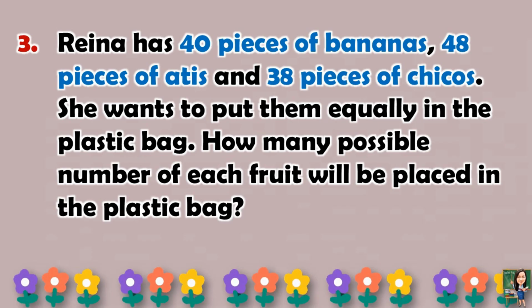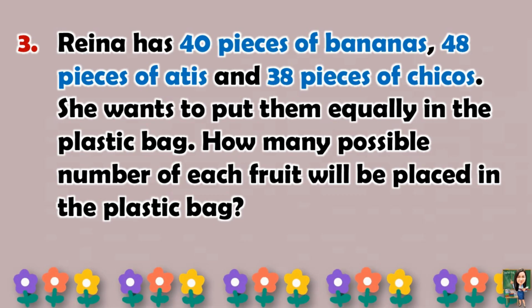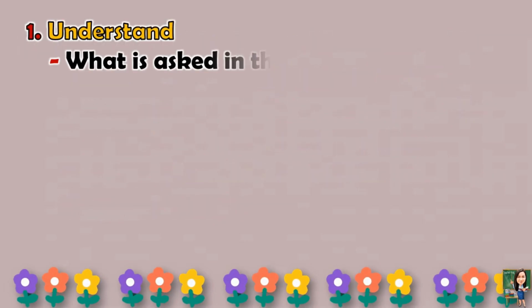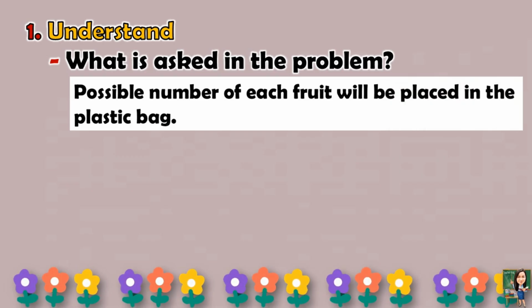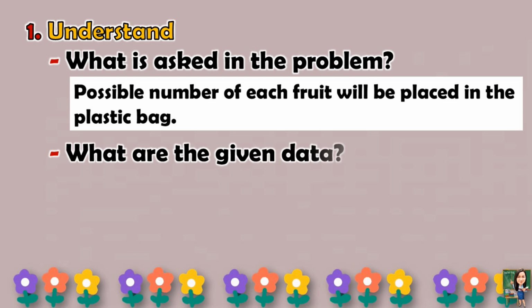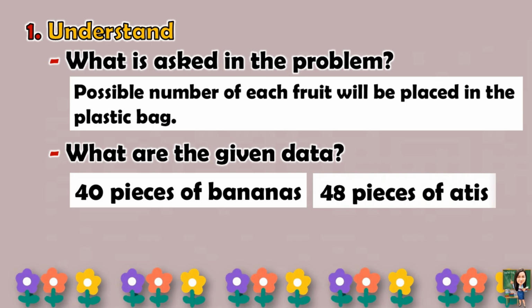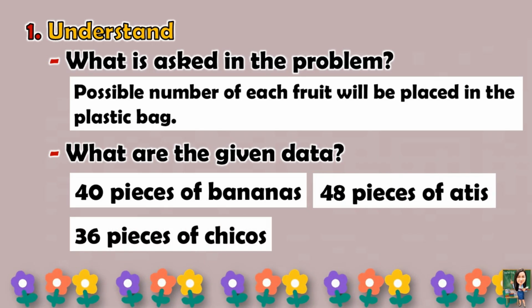Number 3. Reina has 40 pieces of bananas, 48 pieces of atis, and 36 pieces of chicos. She wants to put them equally in plastic bags. How many possible pieces of each fruit will be placed in a plastic bag? First step, understand. What is asked in the problem? The possible number of each fruit that will be placed in the plastic bag. What are the given data? 40 pieces of bananas, 48 pieces of atis, and 36 pieces of chicos.